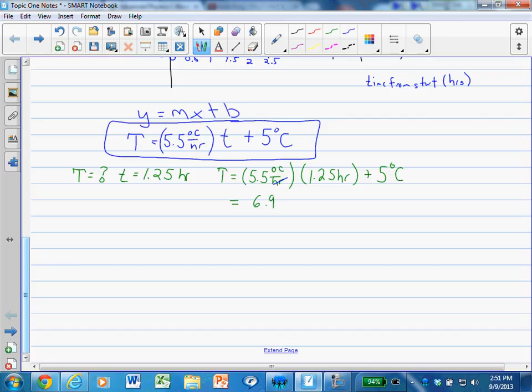Now the hours cancel, so that leaves you what? Oh, that's good, because it's going to have to add to this 5 degrees Celsius. And you can only add them if they're like units, right? You can't add degrees Celsius plus toenails or something. 6.9 plus 5 is 11.9 degrees Celsius. So we could see that at 1.25 hours would be about 11.9 degrees Celsius. That's interpolation, because we're within the data. We interpolated.